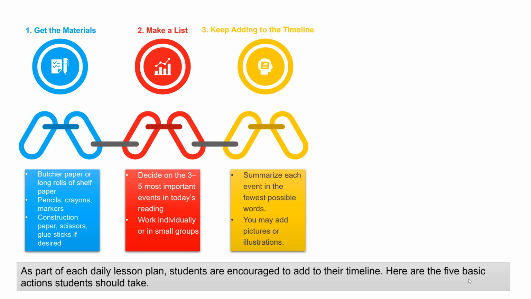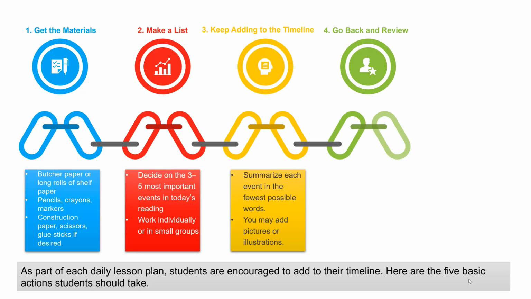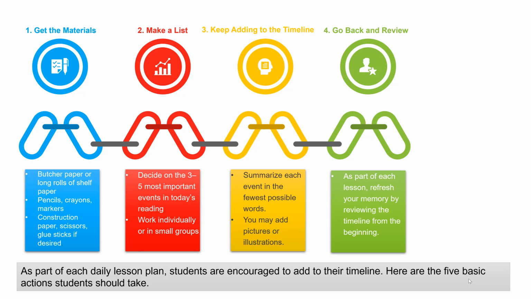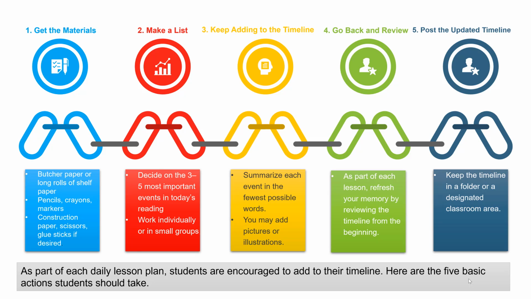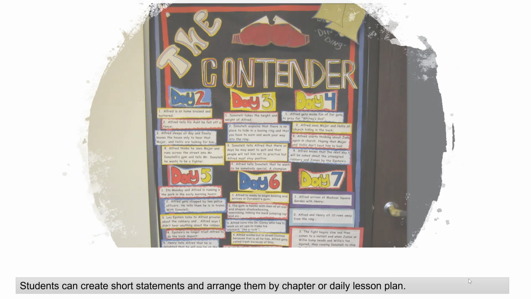Number 3, keep adding to the timeline. Summarize each event in the fewest possible words. You may add pictures or illustrations. Number 4, go back and review. As part of each lesson, refresh your memory by reviewing the timeline from the beginning. Number 5, post the updated timeline. Keep the timeline in a folder or designated classroom area.